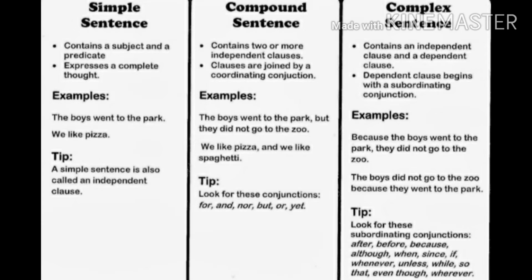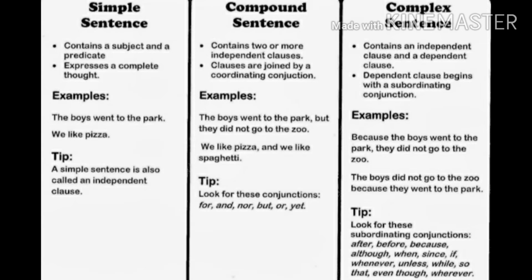First, simple sentence. Simple sentence contains a subject and a predicate. Express a complete thought. For example, the boys went to the park. We like pizza. A simple sentence is also called an independent clause. After that, compound sentence contains two or more independent clauses. Clauses are joined by a coordinating conjunction.